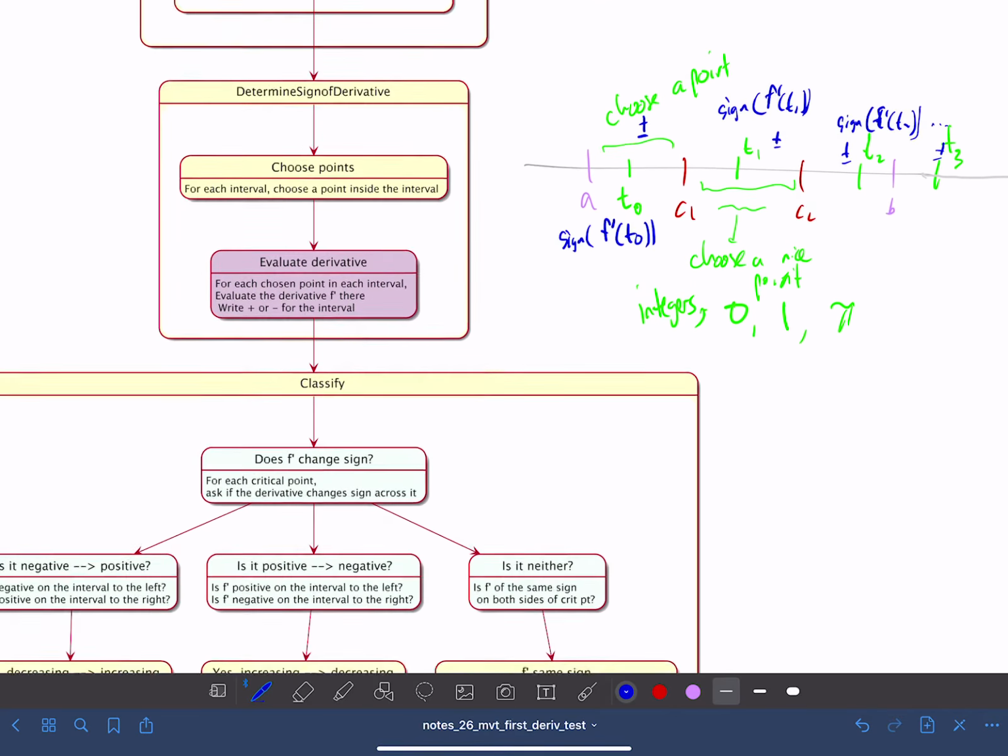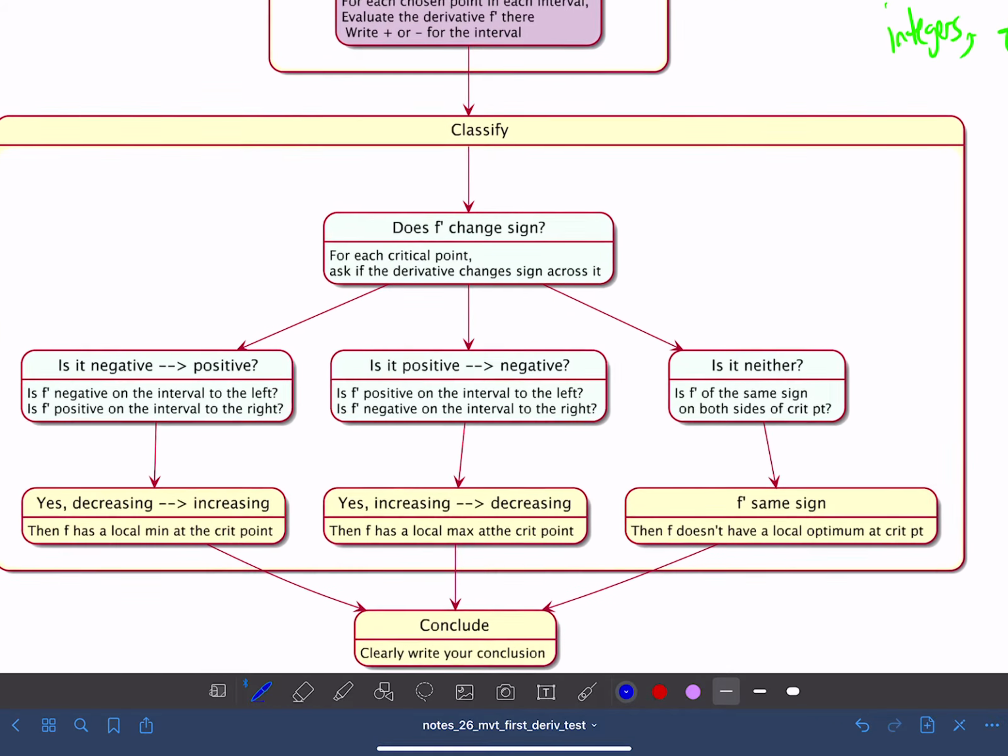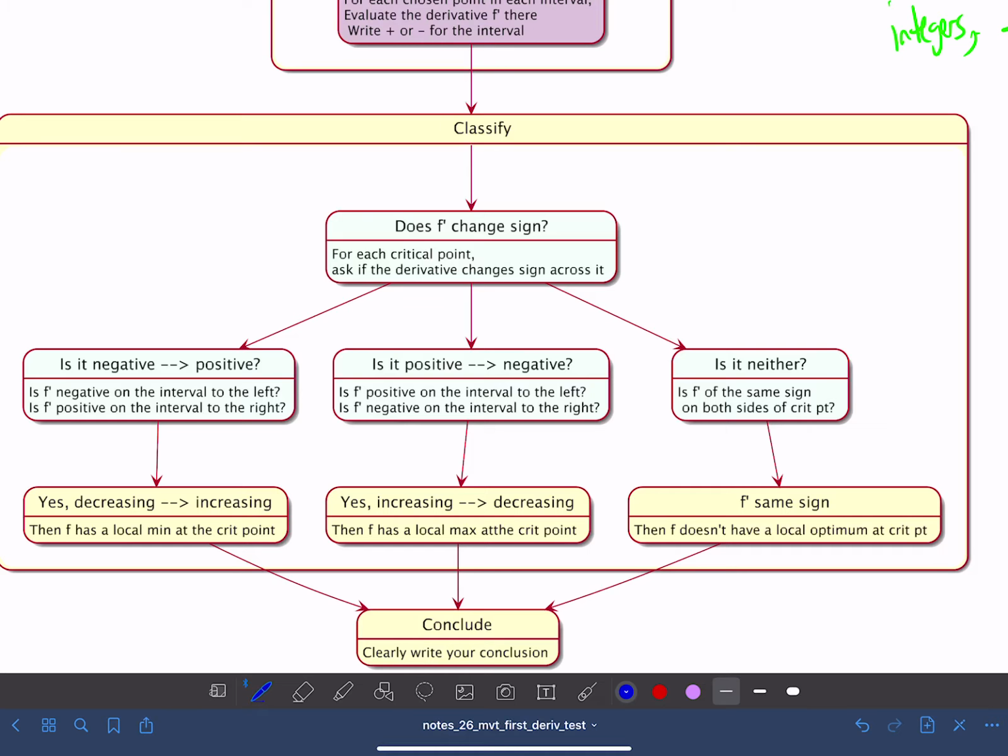And then finally, we're going to classify. We'll ask the question, does the derivative change sign? For each critical point, you're going to ask if the derivative changes sign across it. Is it negative to positive? Right, that's this case. The derivative went from negative to positive. f went from decreasing to increasing. Okay, that means you got a local min. Is it positive to negative? Okay, fine. Then you were on a hill and you have a local max.